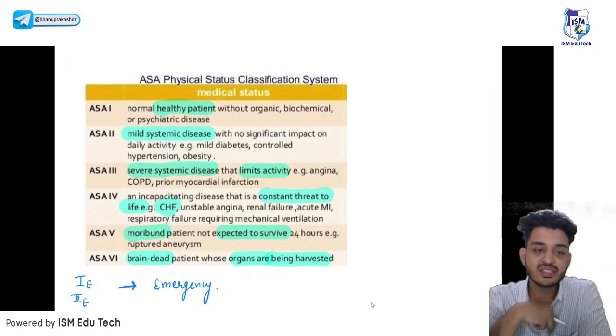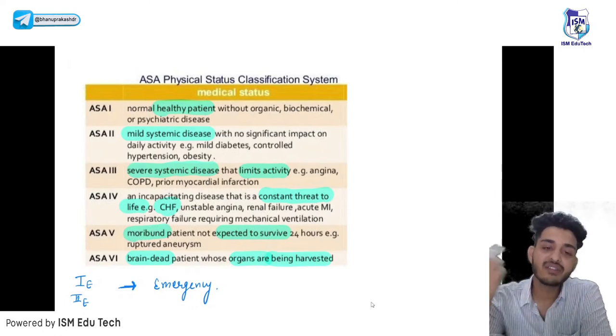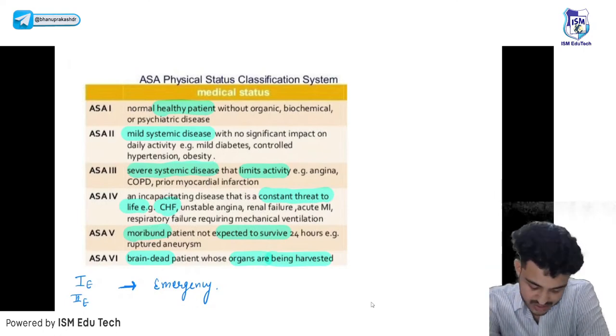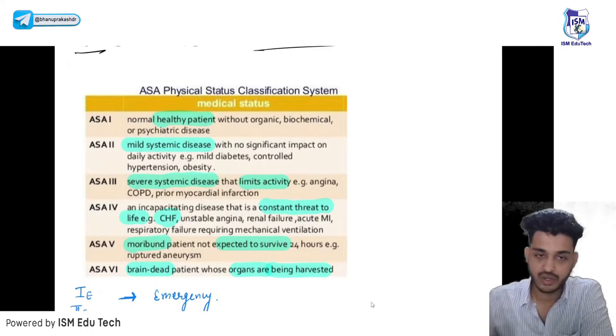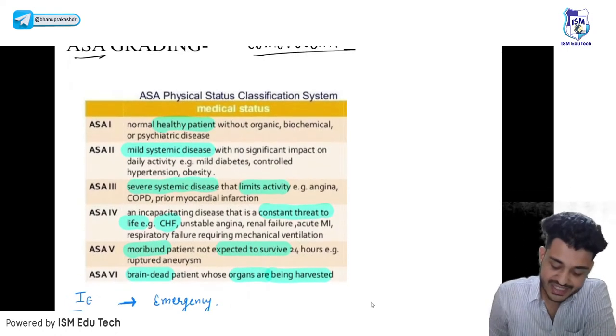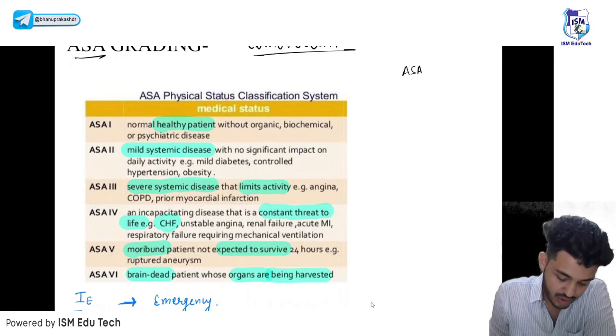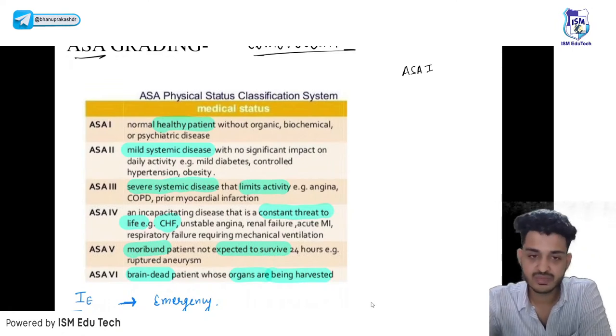Suppose I am an anesthesiologist, I will be writing something on a paper, and I will be giving this to the surgeon, okay. So what will the surgeon see? He will see ASA 1, okay. So he will think this condition is okay, the patient is okay, I can operate easily.